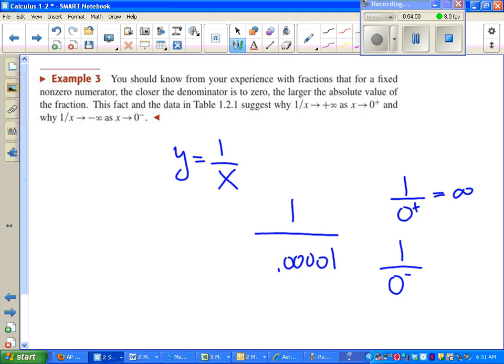And if we get close to 0 on the left, it means we have a tiny negative number on the bottom. Positive divided by negative is now a negative.